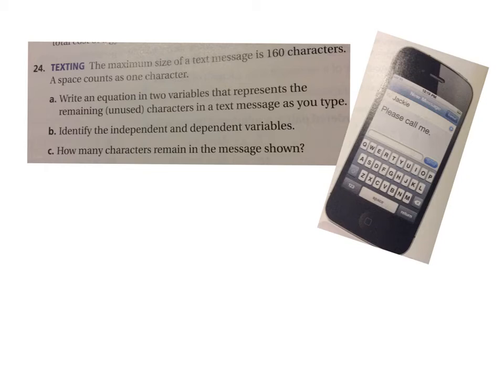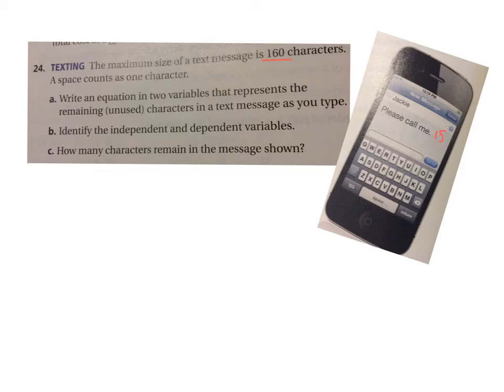So looking at this screen on this phone, I'm first going to count the number of characters that are used. I'm seeing 1, 2, 3, 4, 5, 6, 7, 8, 9, 10, 11, 12, 13, 14, 15 characters are used. I counted the spaces and the period. I got 15. And I know that the total is 160 characters.